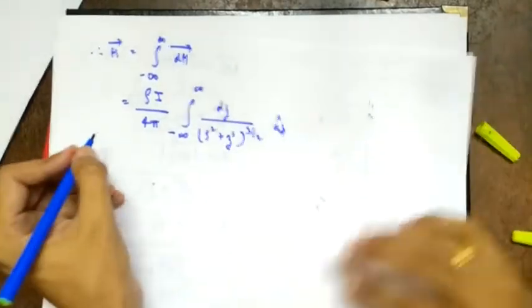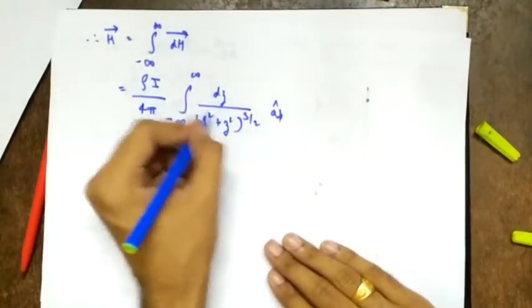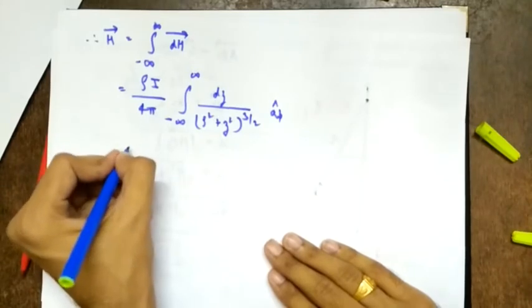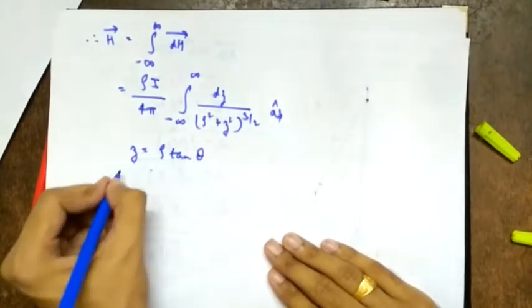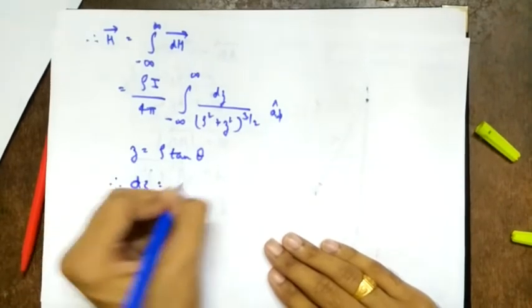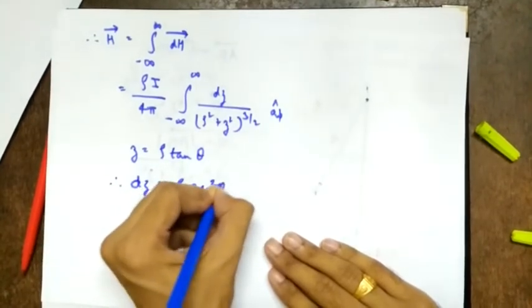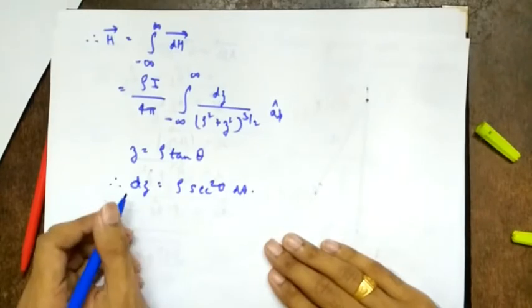So again we'll require substitution. What we had substituted last time, we had the same integral, so the same substitution we'll make. So we'll make z equal to rho tan theta. Therefore dz will be what? Rho secant square theta d theta, right?